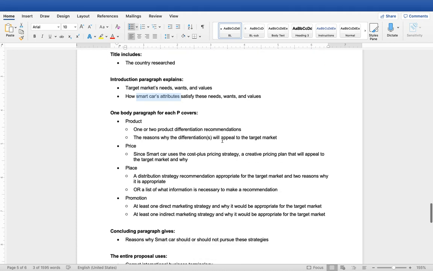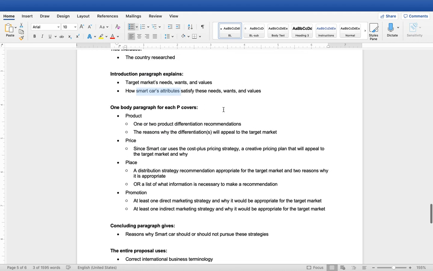Then you're going to go into the 4 Ps. At this point, I would like you to put a heading, 4 Ps. Then you're going to have subheadings for each of the 4 Ps: product, price, place, promotion. Under the product, this is where you're going to address any product differentiations that you would like to recommend, and why those differentiations are important to your target market.